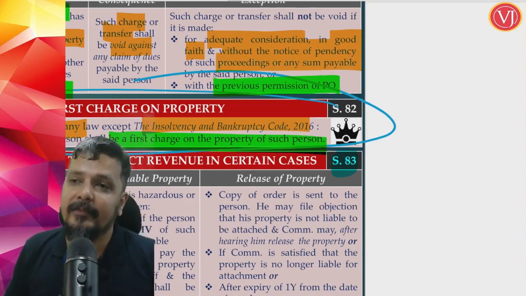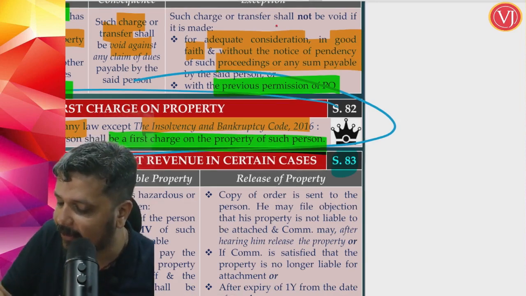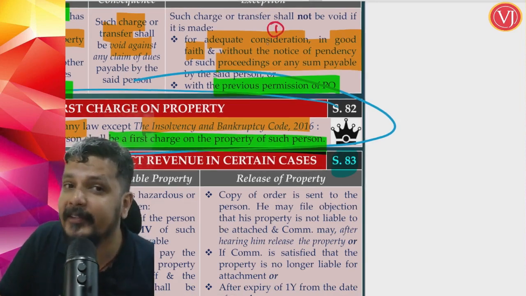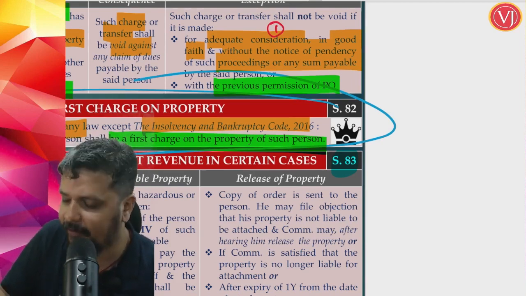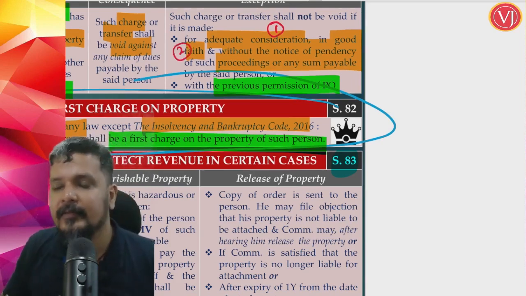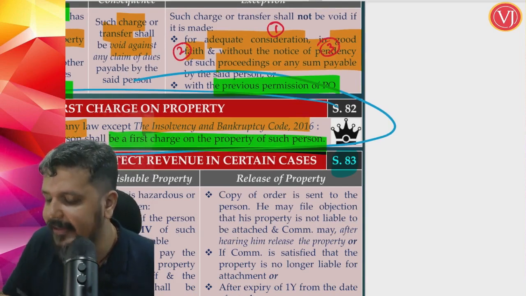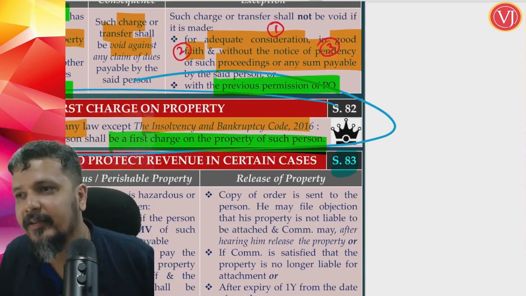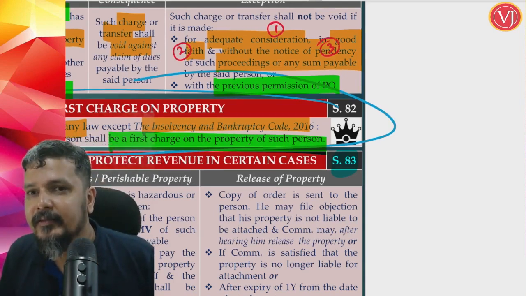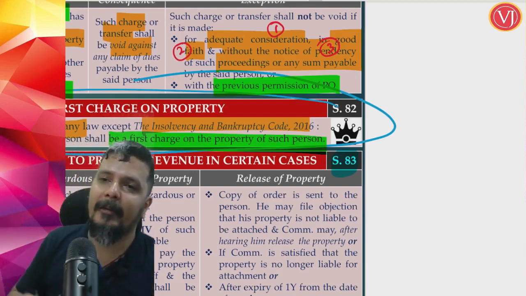Two criteria. Rather, three criteria. He paid adequate consideration. He did not purchase for a lesser price. Fair price. Good faith. Was totally not aware of any such proceedings against the assessee. Then buyer will not be touched.